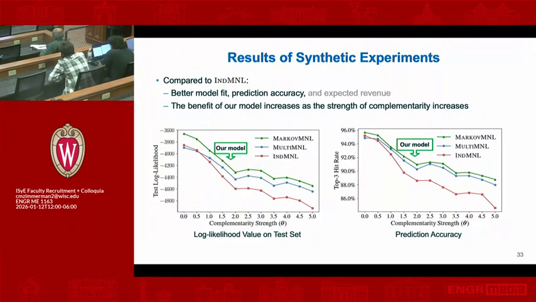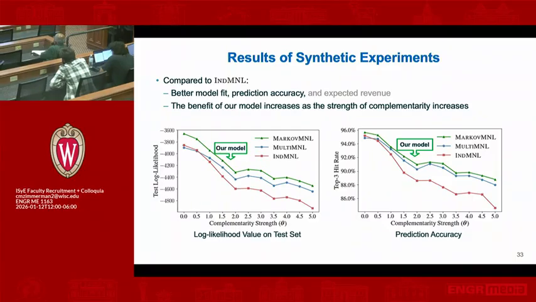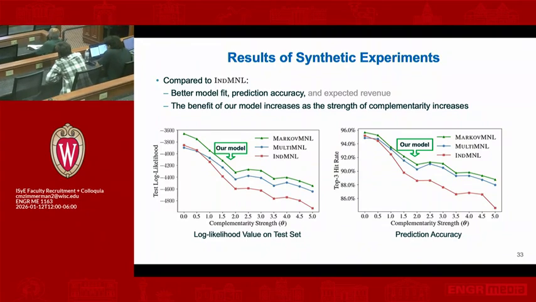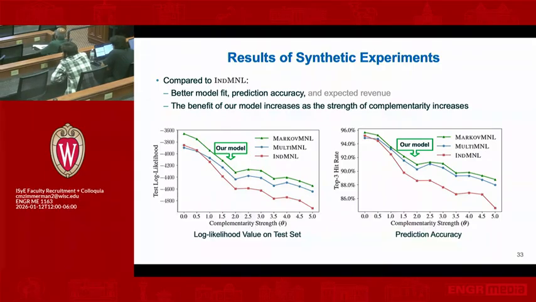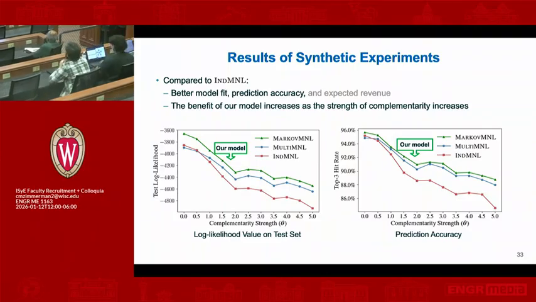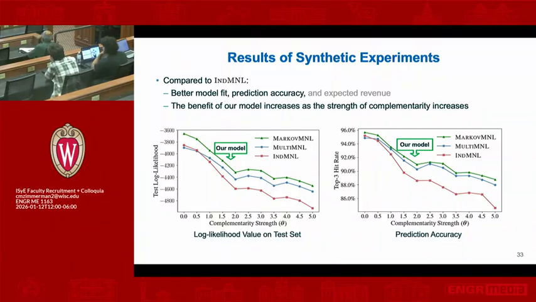Let me briefly introduce the results for the synthetic experiments. This page is the result for log likelihood value and hit rates. Hit rate is a metric for prediction accuracy. The green line is our model, the blue line is for another model, and the red line is the independent model. We can see that for both model fit and prediction accuracy, our model and the multi-MNL model are much better than the independent choice models, and this benefit increases when the strength of complementarity increases.